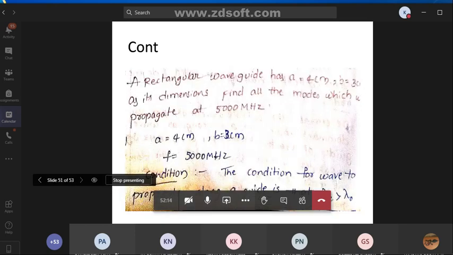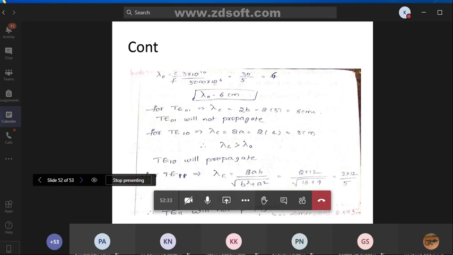Okay. So here you can calculate which mode is propagating at this frequency. The given values are a equal to 4 centimeters and b equal to 3 centimeters, and the frequency is 5000 megahertz. From this we can calculate lambda naught. So which wave will propagate? For example, if you take TE01, for this lambda c equals 2b, right? So TE01 will not propagate.